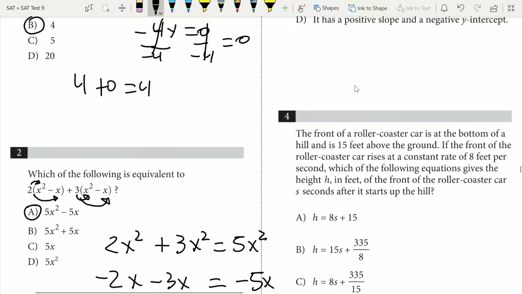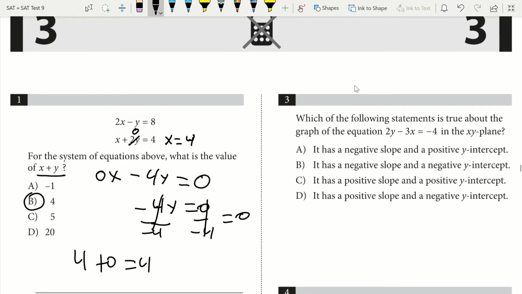All right, question 3. Which of the following statements is true about the graph of the equation 2y minus 3x equals negative 4 in the xy plane? So I'm going to go ahead and get this into slope-intercept form because we're asked about slope and the y-intercept. So to do that, I'm going to add 3x to each side so that I can isolate my y. So now I have 2y is equal to positive 3x minus 4.